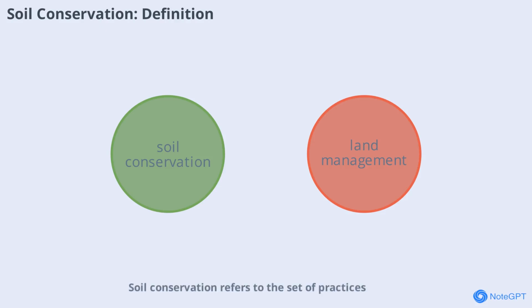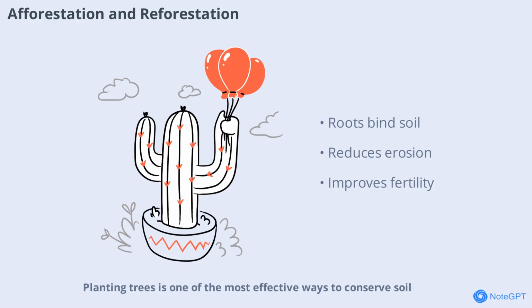Soil conservation refers to the set of practices aimed at protecting soil from erosion and degradation. It involves managing land use, vegetation, and water resources to maintain soil health and productivity. Effective soil conservation is crucial for sustainable agriculture and environmental protection. Planting trees is one of the most effective ways to conserve soil. Trees and shrubs bind the soil with their roots, reduce the impact of raindrops, and prevent erosion.